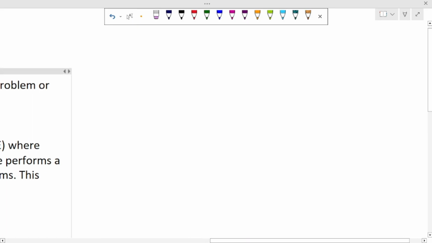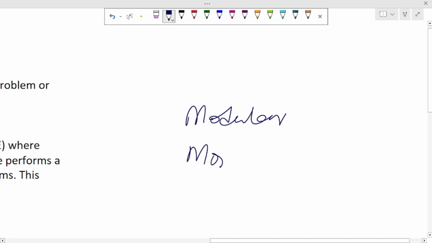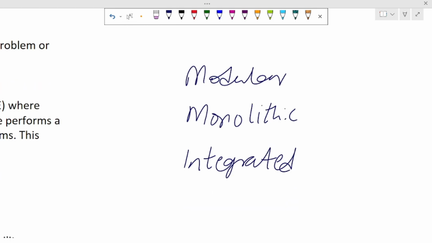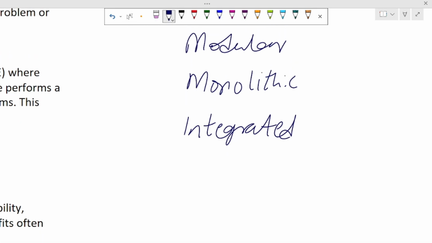So we said one is what? Modular, then the other monolithic, then the other we have what? Integrated, and finally we have what? Custom design.